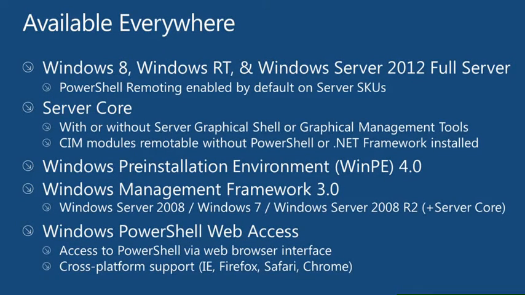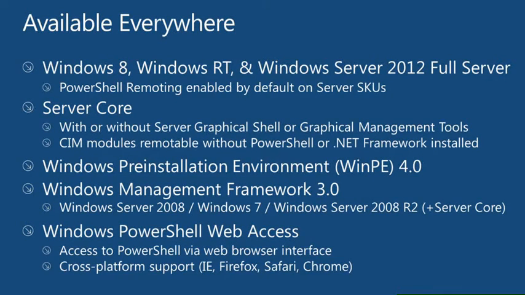So obviously, we're in Windows 8. We're in Windows Server 2012. We're even, in a more limited and more constrained sense, available on Windows RT. PowerShell remoting is on by default on all server SKUs, which is really great because now it's much easier to do remoting. Of course, we're in Server Core now, on by default in Server Core, and available even without the graphical tools and graphical shell.